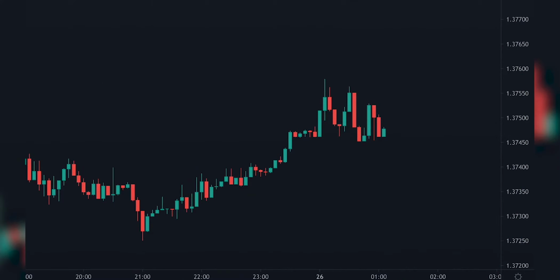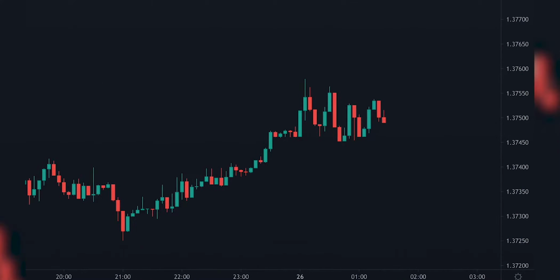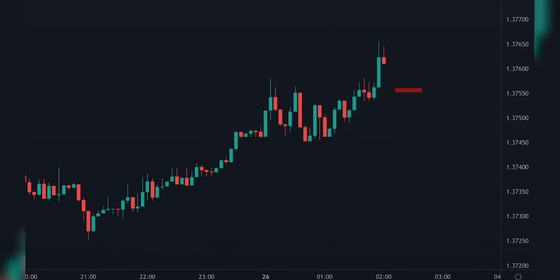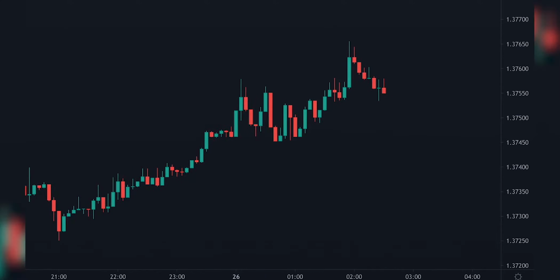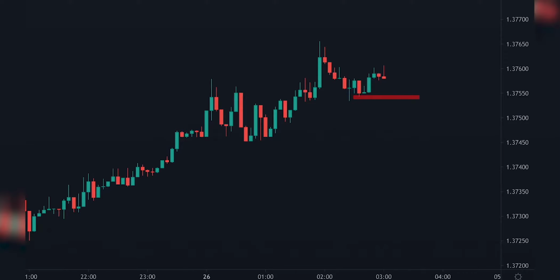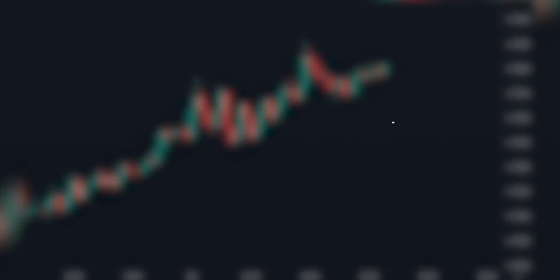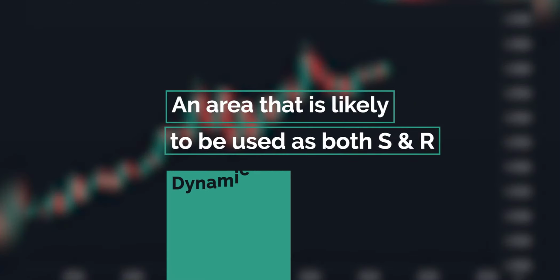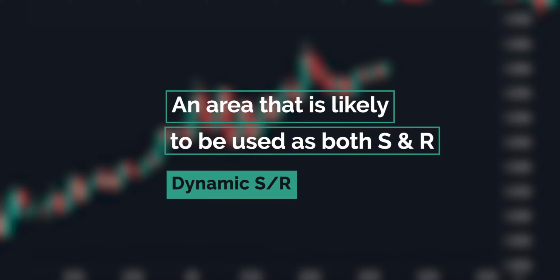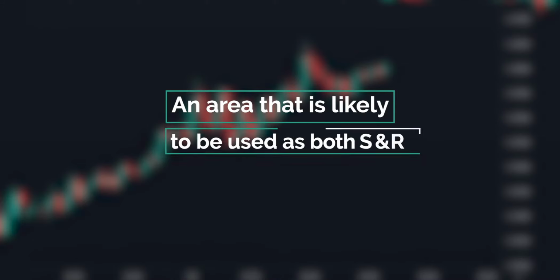To explain this a little better, we always need to remember that if a level is currently being respected as resistance, there is nothing stopping it from being broken and retested as a level of support in the future. This is what a dynamic level of SR is, looking for a level where price is likely to respect it as both support and resistance.